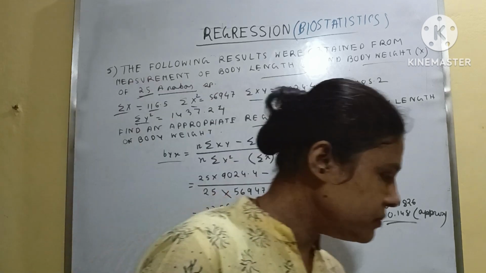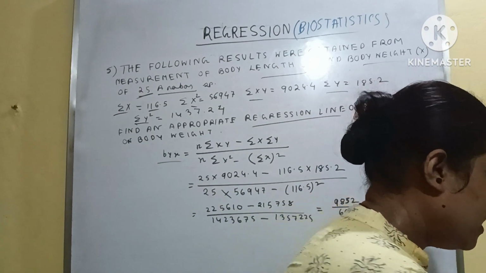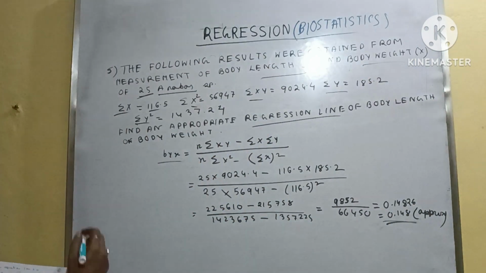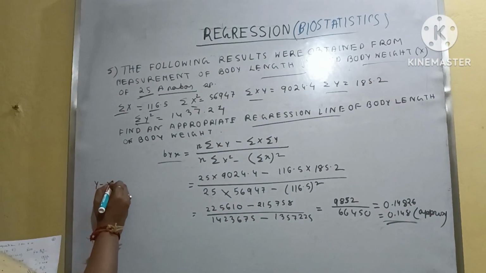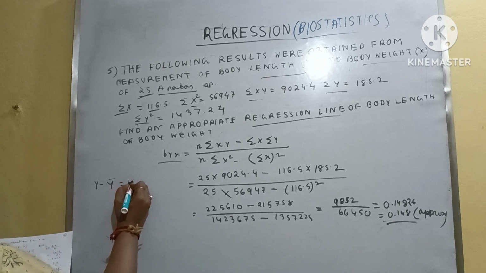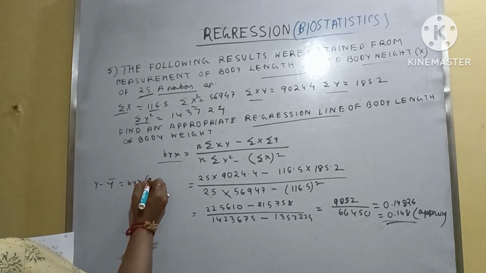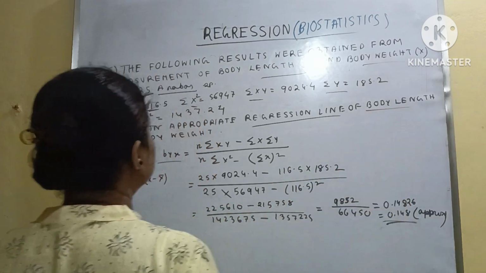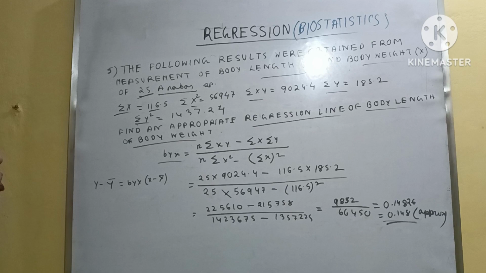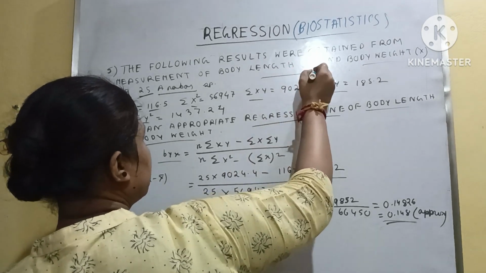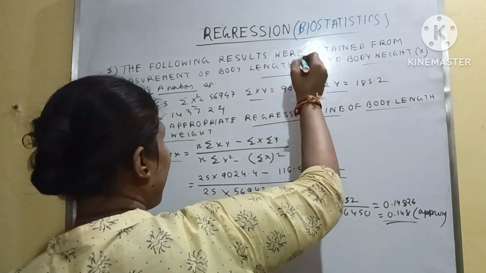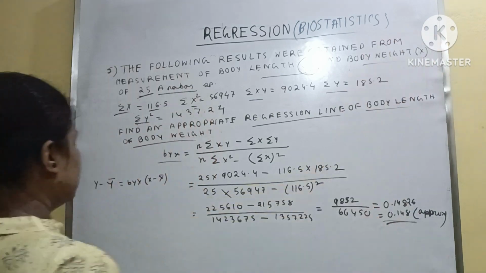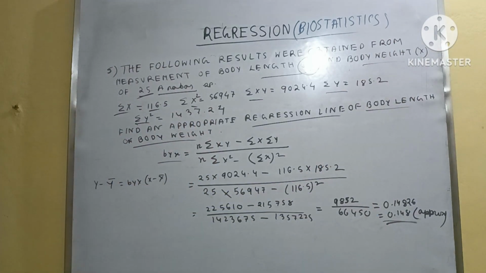Next, the equation. The equation is y minus y bar equals byx times x minus x bar, because here the equation is body length on body weight. Body length is y, which means the regression equation of y on x.